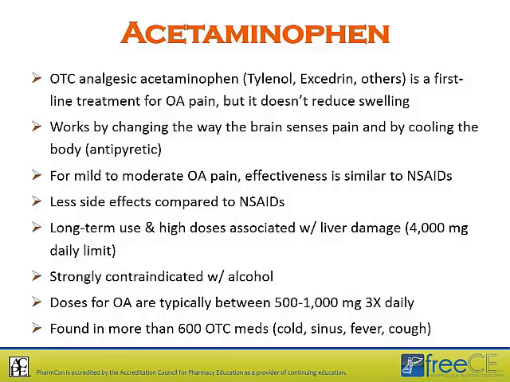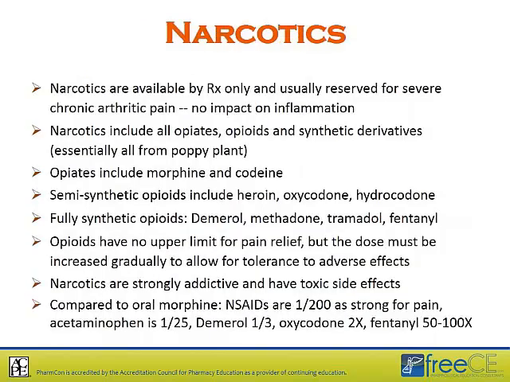Acetaminophen is found in many products, perhaps up to 600 or more, because it's commonly found in cold, sinus, fever, and cough remedies. Narcotics are available by prescription only and usually reserved for only severe chronic arthritic pain. Of course, they do not have any impact on inflammation.